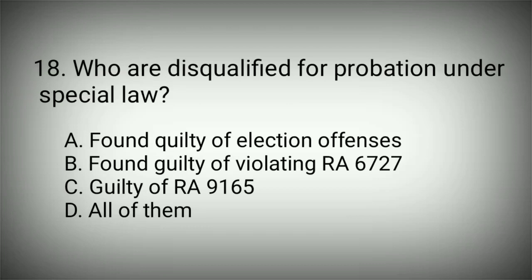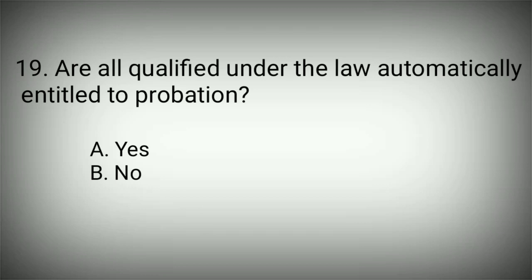18. Who are disqualified for probation under special law? A. Found guilty of election offenses. B. Found guilty of violating RA 6727. C. Guilty of RA 9165. Or D. All of them. Question number 19. Are all qualified under the law automatically entitled to probation? I repeat. Are all qualified under the law automatically entitled to probation? A. Yes. B. No.